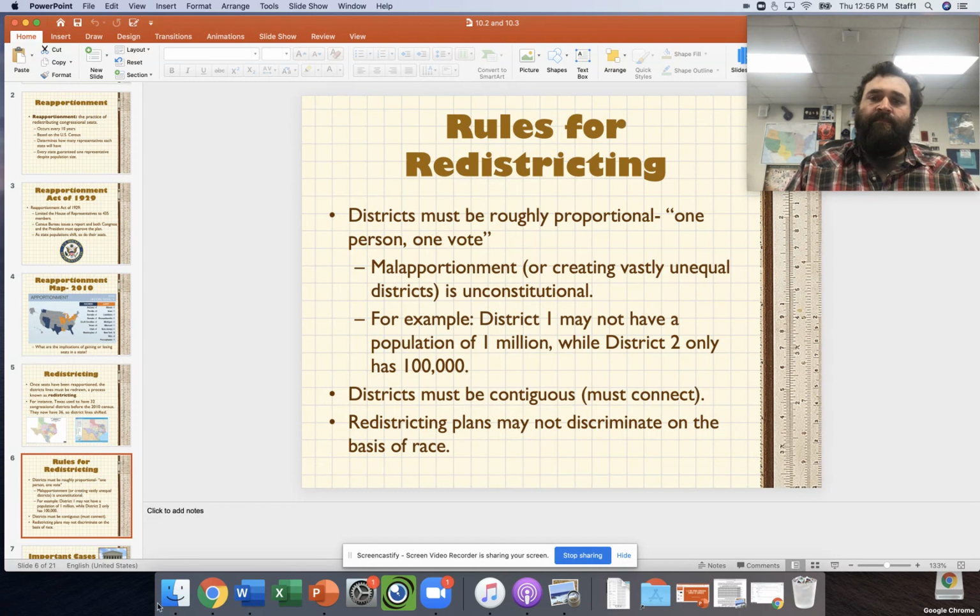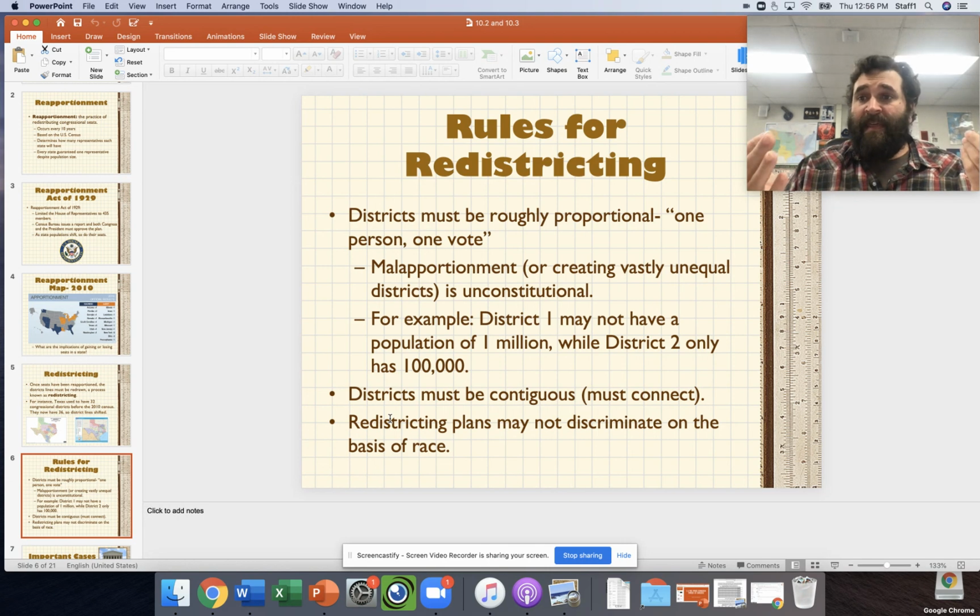They can't be vastly disproportionate. They're not always perfect, but they can't have huge disparities. And then the districts also must connect. We'll see some examples of this soon, but you can't have a district here and a district here and say it's the same district. The district has to be contiguous. It has to be part of the same whole.